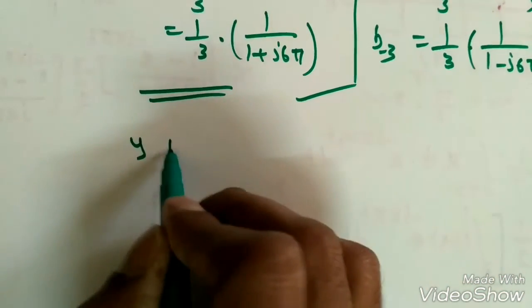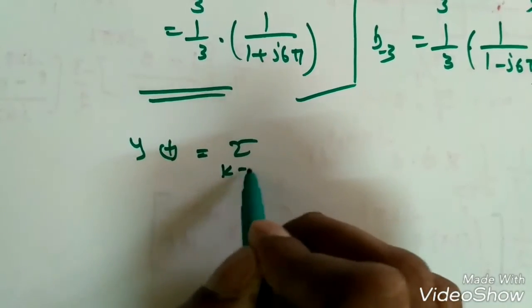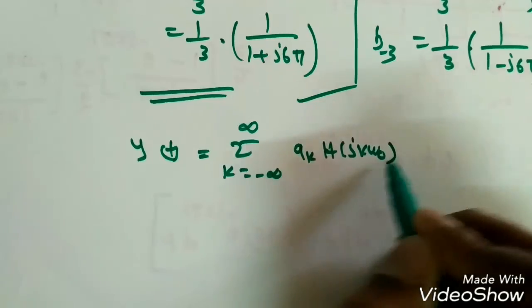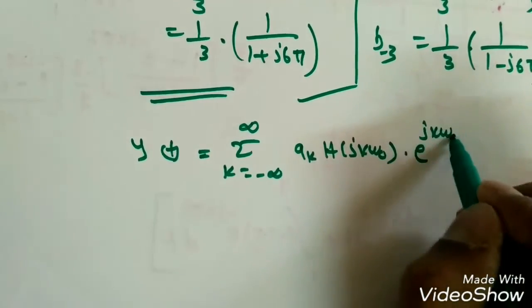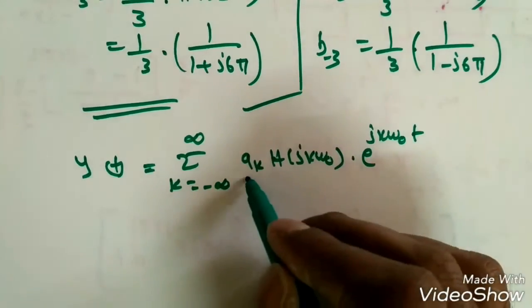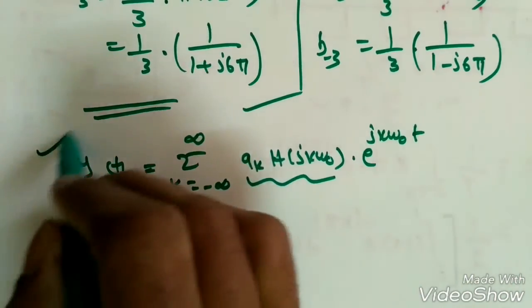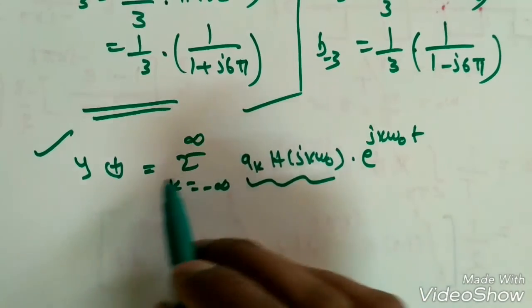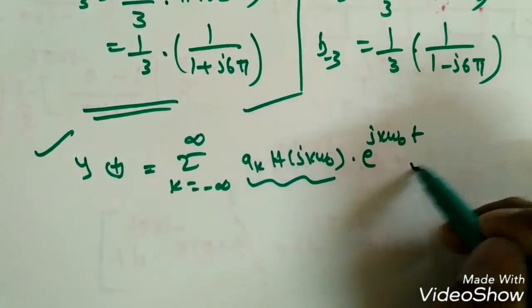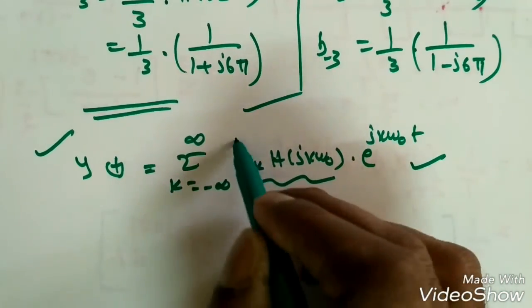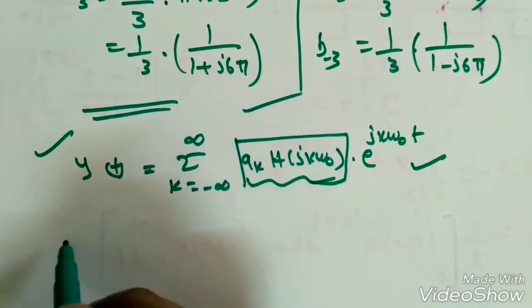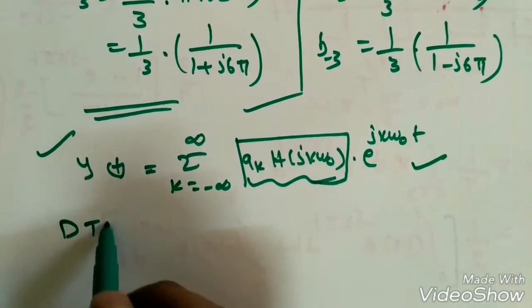Suppose they ask what is the output response, or output y of t. We know y of t is equal to sigma k equals minus infinity to infinity ak H of jk omega naught into e power jk omega naught t. So once we know bk, it's easy to find y of t also. So we just follow the procedure as we did for continuous time Fourier series, right? So we can find the y of t also. We just multiply by the H of jk omega naught, or simply the frequency response. Similarly, y of n, that is for a discrete time Fourier series also.